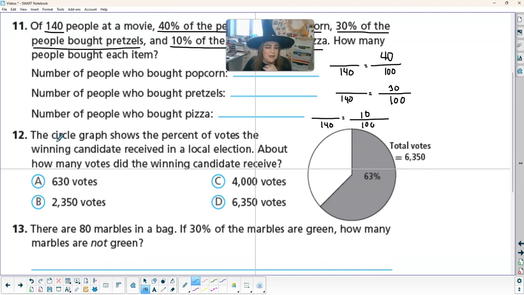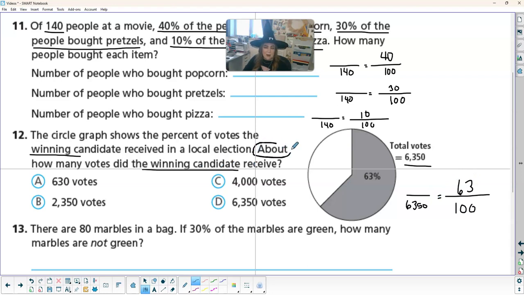Number 12 says the circle graph shows the percent of votes the winning candidate received in the election. So here's the winner. About how many votes did they receive? So here's our total. So let's set up our problem. So the total is 6,350. We can see the winner got 63%, so 63 out of 100. So if we multiply and divide, and right, this says about. So once I do this problem, which one is closest to that answer?